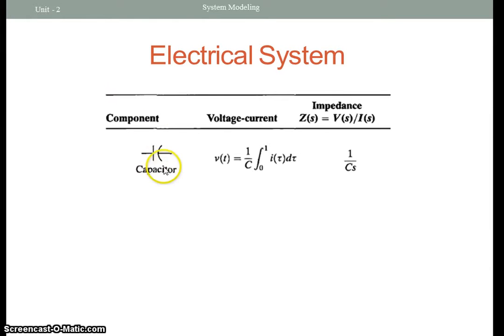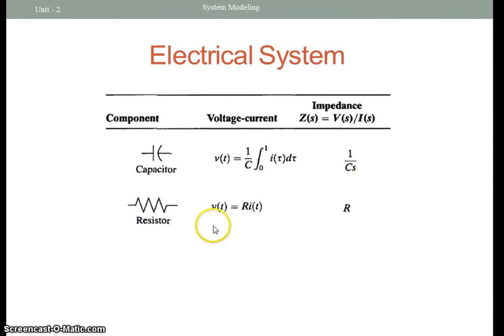First is the capacitor, and this is the voltage across the capacitor. It is equal to 1 over its capacitance, the integral of the current dt. And by the way, the Laplace transform of integration will just be equal to 1 over s. So if we convert this equation into its equivalent Laplace transform and get the impedance, which will be the ratio of the voltage and the current, the impedance of a capacitor will just be equal to 1 over Cs.